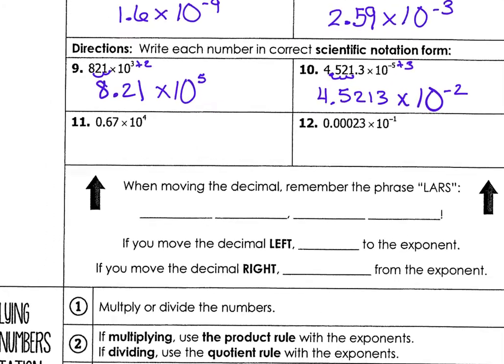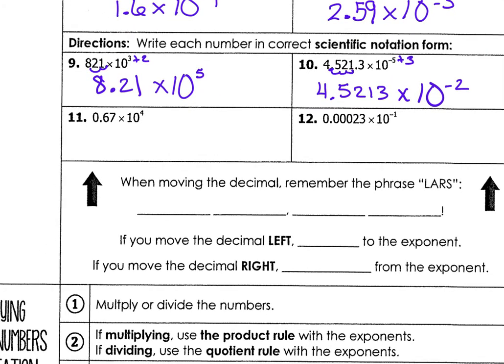Okay, number 11. 6,700 times 10 to the fourth. I need to make this one place bigger, right? Yep. So if that became bigger, this needs to be one smaller. So it's 10 to what power? To the third. How'd you get the 3? You had to the fourth, and since I went bigger, this had to become smaller. You just subtract one.